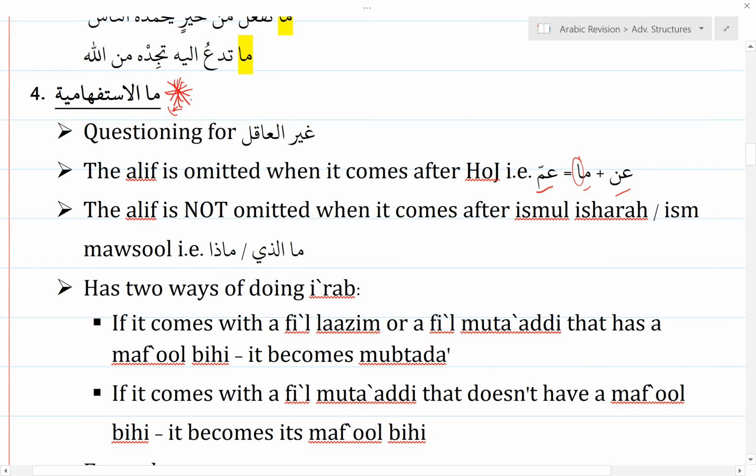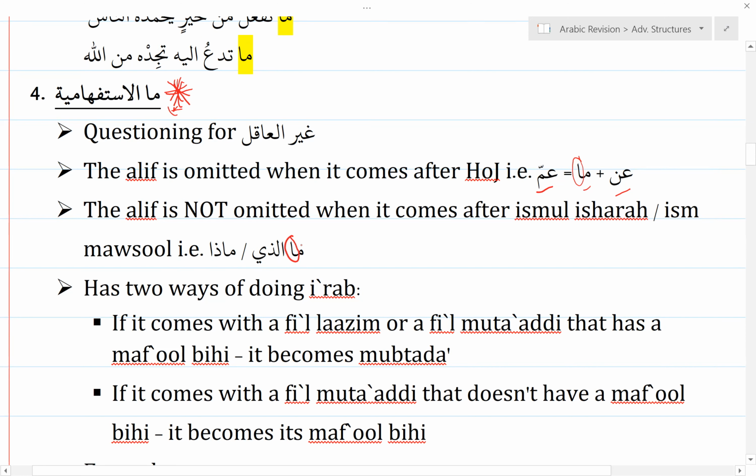That is with harf of jar. But when it comes to ismul ishara and ismu mawsul, the alif does not disappear. So you say, ما الذي جاء بك? What brought you here? ماذا تفعل? What are you doing? So I'm asking a question, but the ma did not lose its alif.